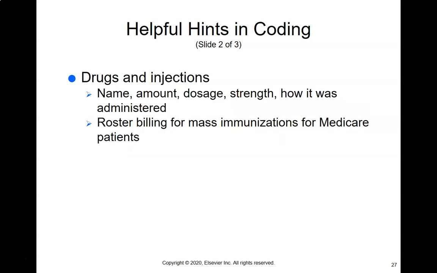Drugs and injections. You'll need to know the name, the amount, the dosage, the strength, and how it was administered. Roster billing for mass immunizations for Medicare patients. A roster would include the Medicare patient's identification numbers, the name, the addresses, dates of birth, genders, and signatures when they received the vaccinations.